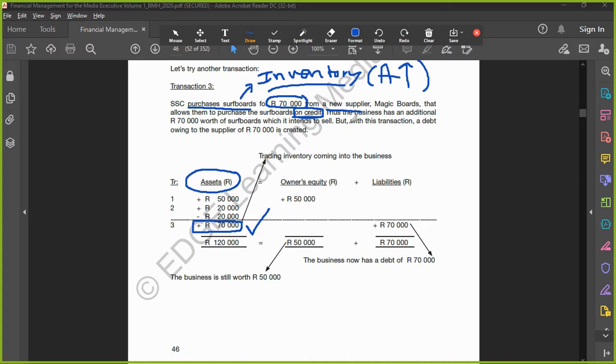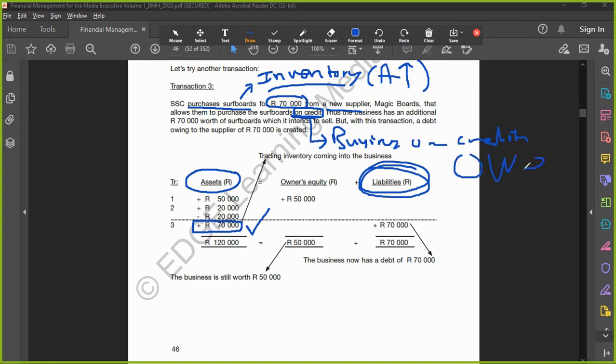I purchased 70,000 Rand worth of inventory, so my assets are increasing. What did I use to buy the assets? I used credit. If I'm buying on credit, that gives rise to a liability, because you owe the creditor.